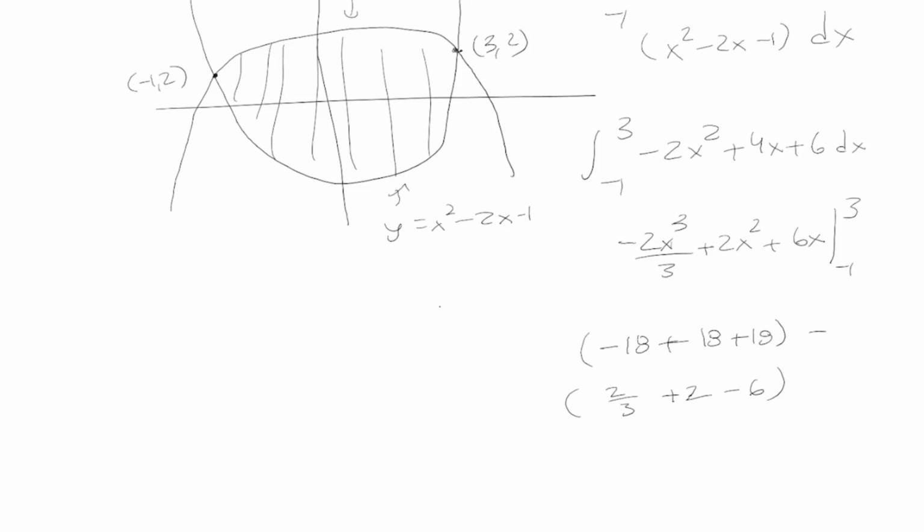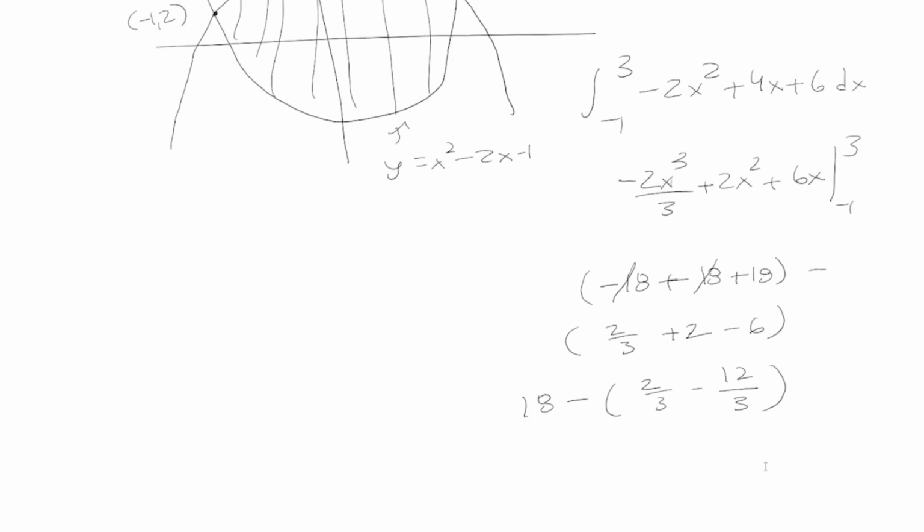Now at this point, the 18s are going to cancel. So we have 18 minus, and then 2 minus 6 is negative 4. 2/3 minus 4 is the same thing as subtracting 12/3. So 18 is just 54 over 3, and this will be negative 10 over 3. So we end up with 64 over 3 as our area.